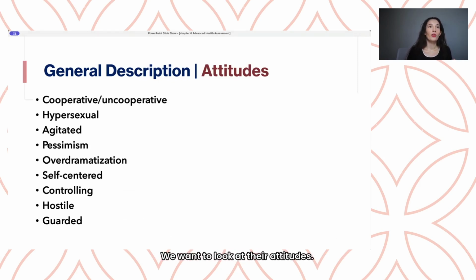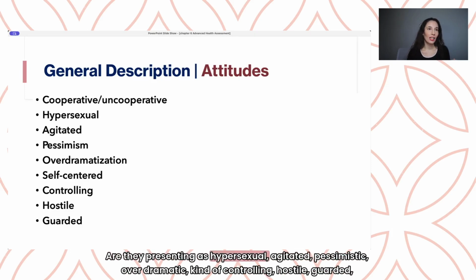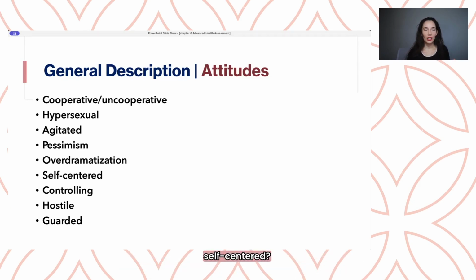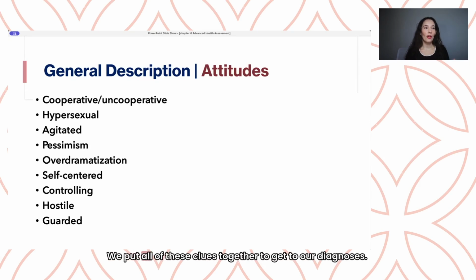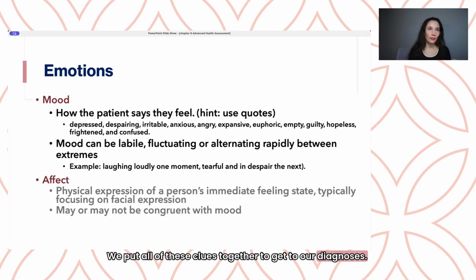All right. So we want to look at their attitudes. Are they cooperative or uncooperative? Are they presenting as hypersexual, agitated, pessimistic, over dramatic, kind of controlling, hostile, guarded, self-centered? Again, all of these things are important to know. Is it indicating a personality disorder? Is it indicating a mood disorder? We put all of these clues together to get to our diagnoses.